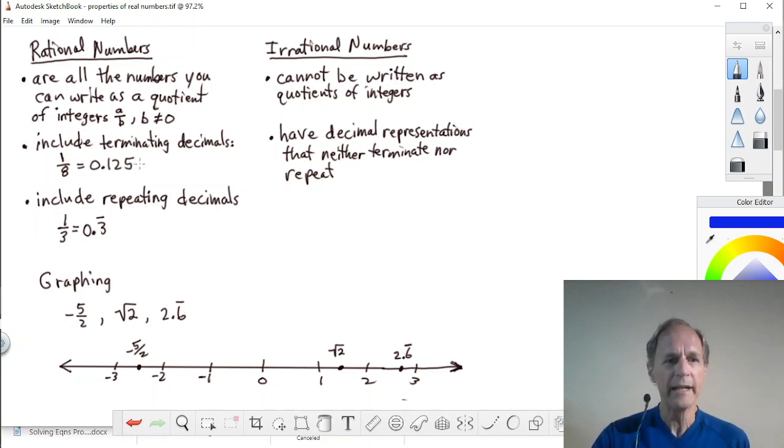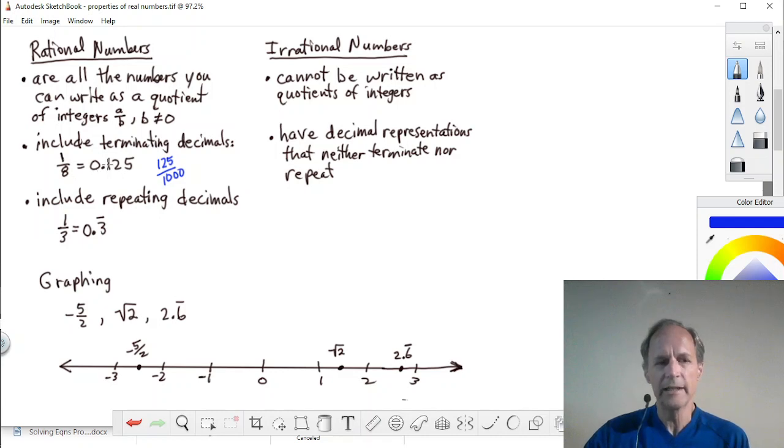They include terminating decimals. How do we know that a terminating decimal is a rational number? Well, here's an example. 1 over 8 turns out to be a terminating decimal, 0.125. If it's terminating, that could be written as a fraction over a power of 10, right? So this is 125 over 1,000. And that's not in lowest terms there, because 1 over 8 is the fraction in lowest terms.